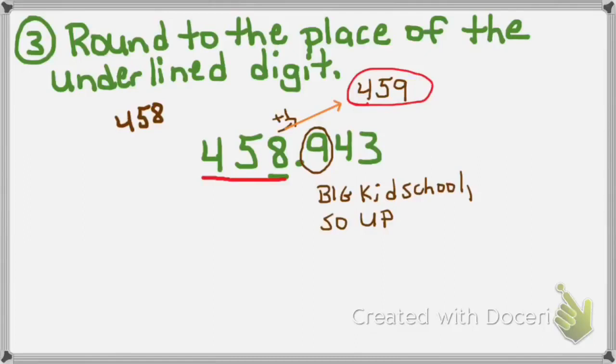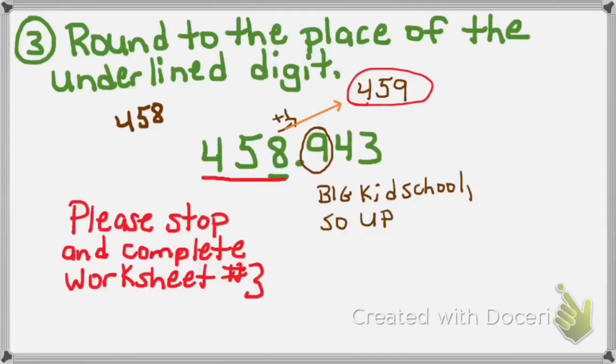So 458 and 943 thousandths rounds to 459. I rounded this number to the ones column, since in the ones column, the 8 was underlined. Please stop the video and complete worksheet number 3 right now.